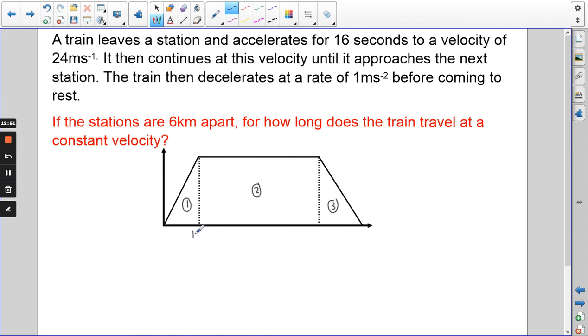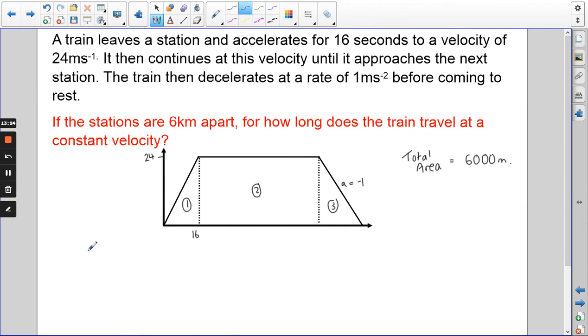Okay, so that's 16 seconds. We know that this is 24. And we also know from the bit in red the total displacement, and for our graph the total area is 6,000 meters, 6 kilometers. If you know it, it's probably for a reason. And we've also got here that a is -1 because we're decelerating. If you put it in as 1, it'll all go wrong, the train will never stop.